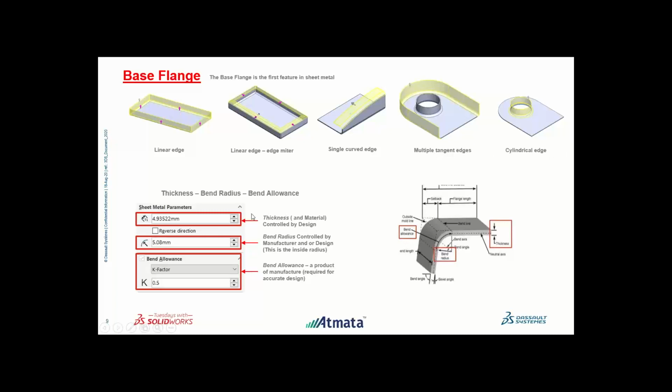One thing, three main parameters to consider with sheet metal: we have the thickness, so you always have to define your thickness. Yes, the direction of the material is also required. And then you have to define your bend radius and your K factor.